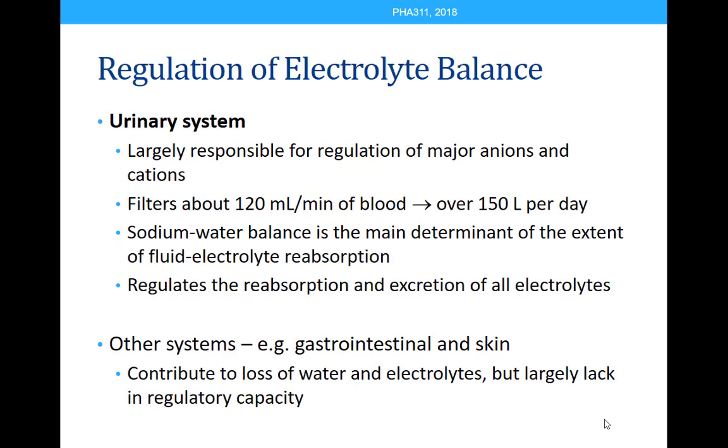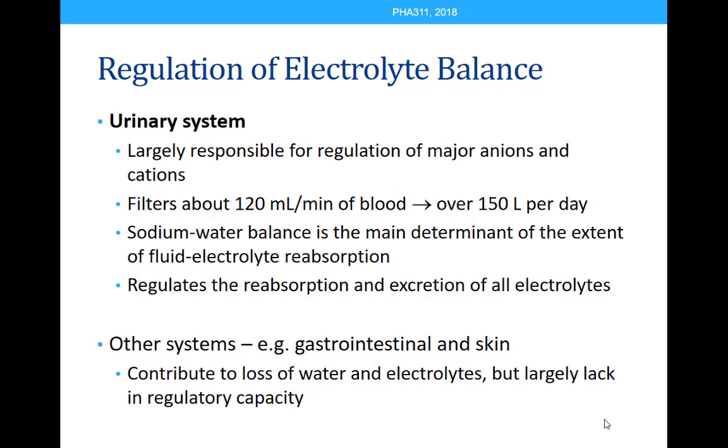Okay, what regulates electrolytes? We have discussed this last time. Kidney, right? Kidney plays the most important role in either conserving water or getting rid of extra water, conserving sodium or getting rid of sodium, conserving potassium, etc. So, kidney plays the most important role in regulating major anions and cations. Sodium water balance is the main determinant of fluid electrolyte reabsorption, and we discussed those few hormones which are important last time.